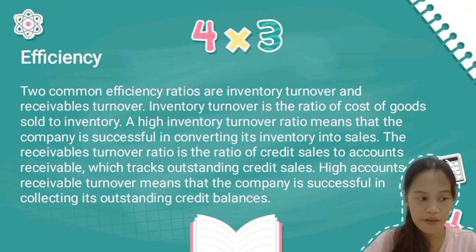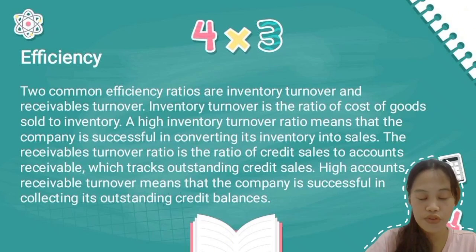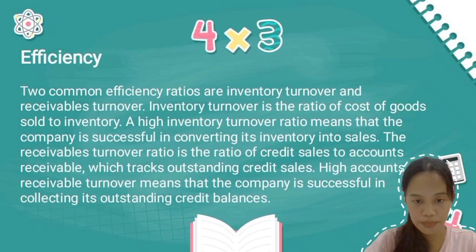Mayaon to common efficiency ratio, and that is inventory turnover and receivable turnover. Inventory turnover is siya ang ratio sa cost of goods sold to inventory. Kapag dako ang inventory turnover, meaning successful ang pag-convert niya into sales. Ang receivable turnover, siya ang ratio of credit sales to accounts receivable. It is used to collect utang ngan pag-extend sa credit. Kapag high ang ratio sa receivable turnover, meaning maupay ang pag-manage sa customer credit sa company.